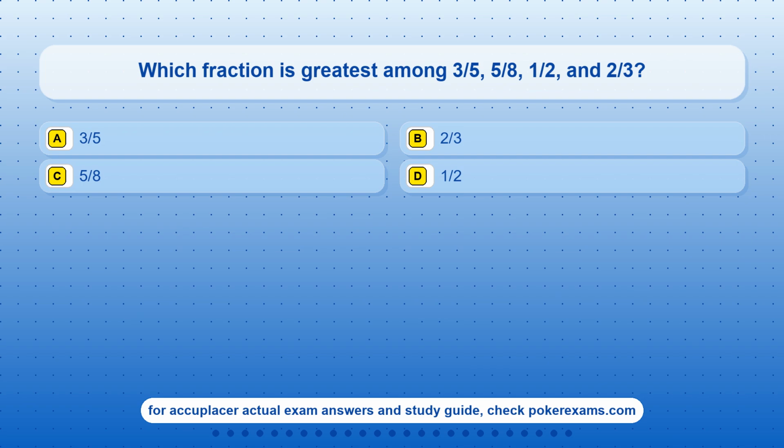Question 16. Which fraction is greatest among 3/5, 5/8, 1/2, and 2/3? Option A, 3/5. Option B, 2/3. Option C, 5/8. Option D, 1/2.